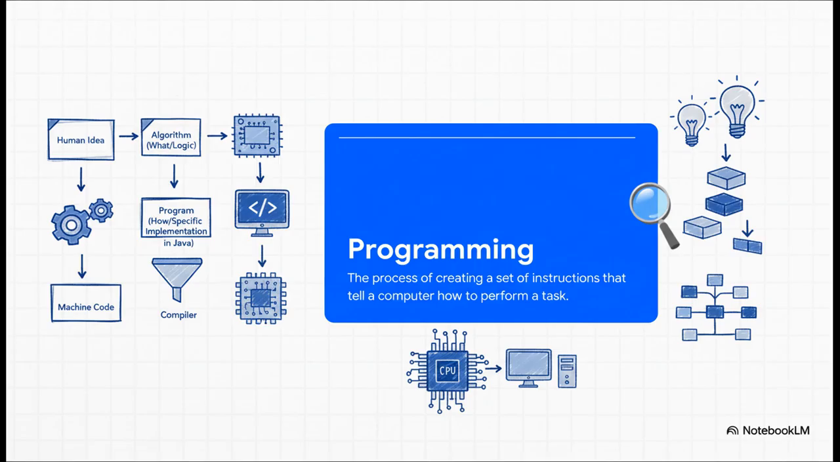So remember this, the algorithm is the what. It's the logic, the plan. The program is the how. It's the actual implementation of that logic written in a language like Java.